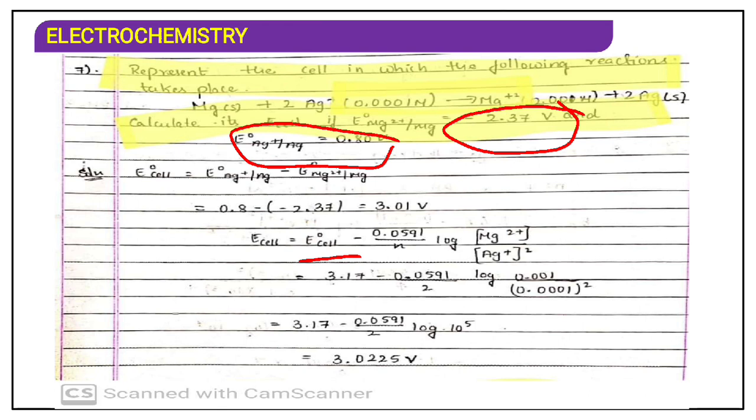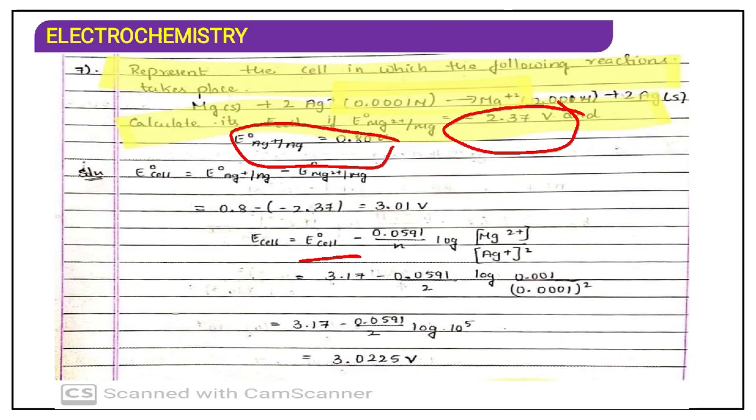Okay, so this is 0.80, this is minus 2.37, minus 2.37. That's why, among which the cathode is Ag+ and the anode is Mg2+. First I have to represent E° of Ag+/Ag minus E° of Mg2+/Mg.